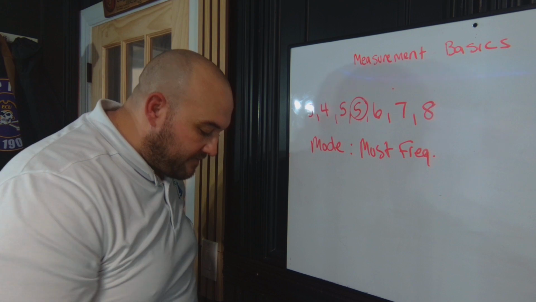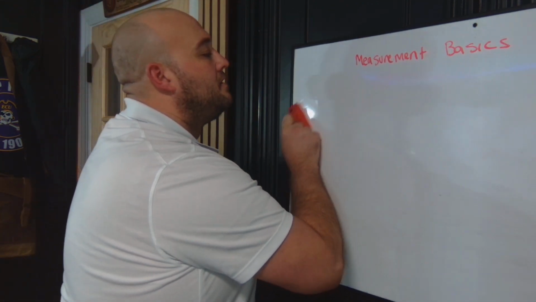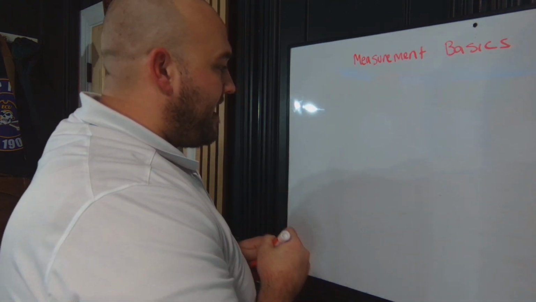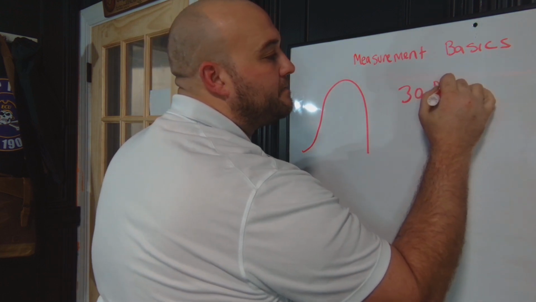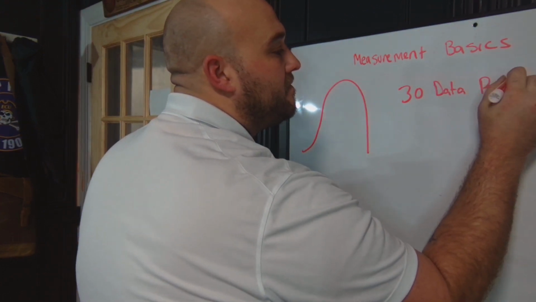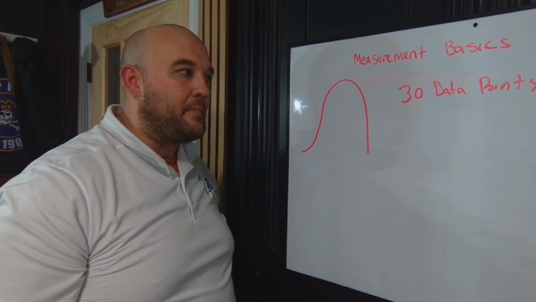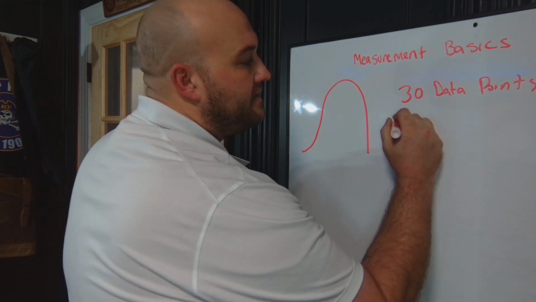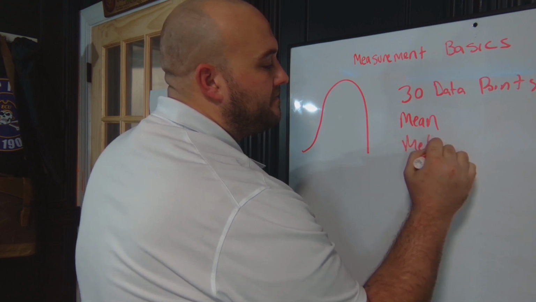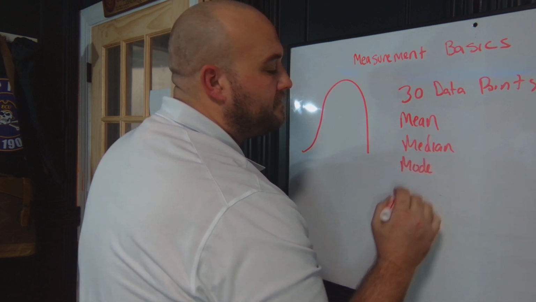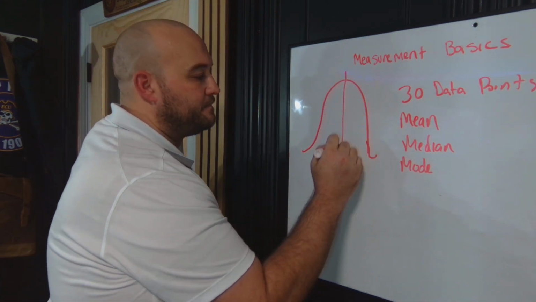Now, as I said before in the past, in a normal distribution you need 30 data points. Why do we need 30 data points? It helps us get a better understanding of the population. But the mean, median, and mode are all the same number in a normal distribution.